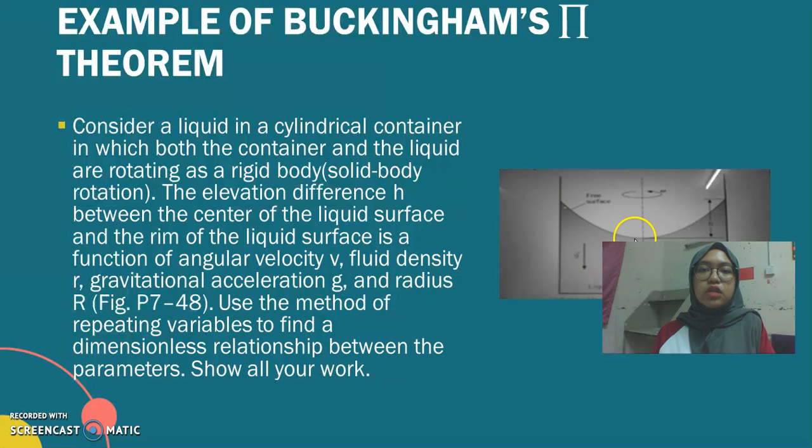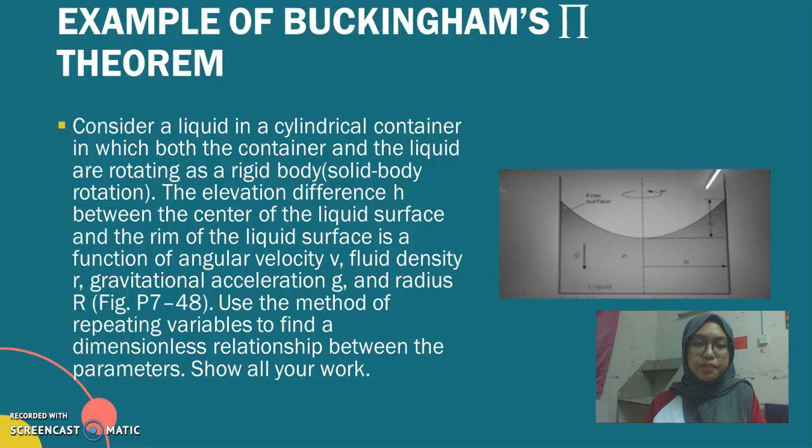So next we're going into Buckingham's pi theorem. So this is an example of the question. Consider a liquid in a cylindrical container in which both the container and the liquid are rotating as a rigid body.